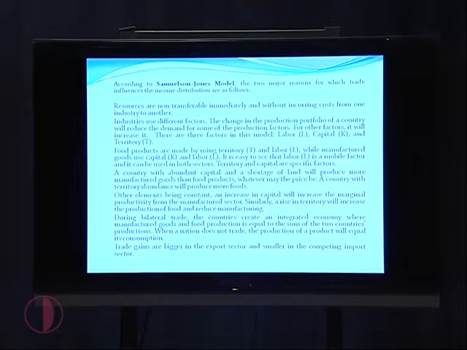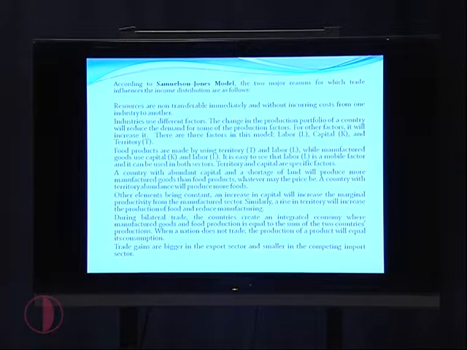Second theory is Samuelson-Jones model. They said that there are two major reasons for which trade influences the income distribution and are as follows. Resources are not transferable immediately and without incurring costs from one industry to another. Industries use different factors. The change of the production portfolio of a country will reduce the demand for some of the production factors. For other factors, it will increase it.